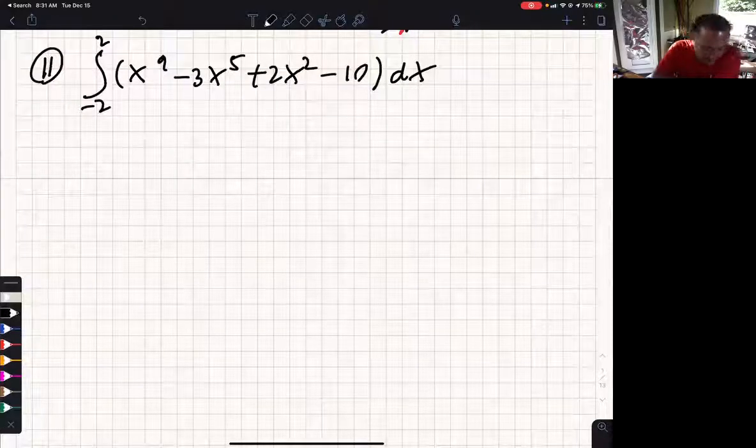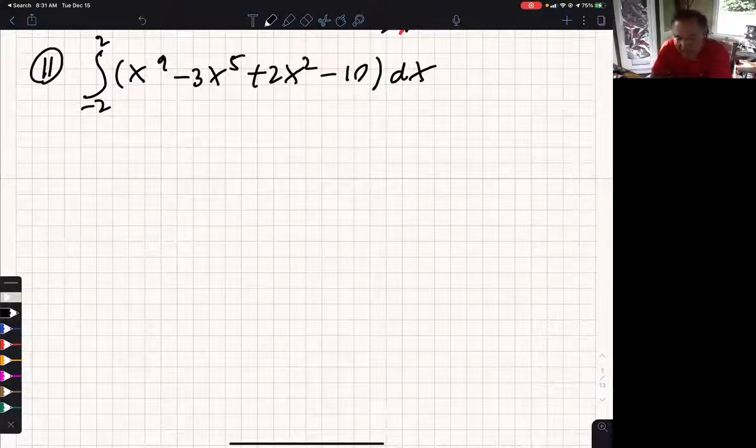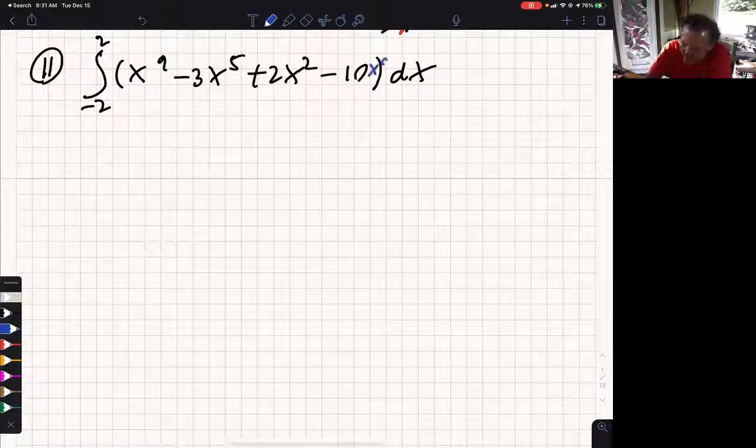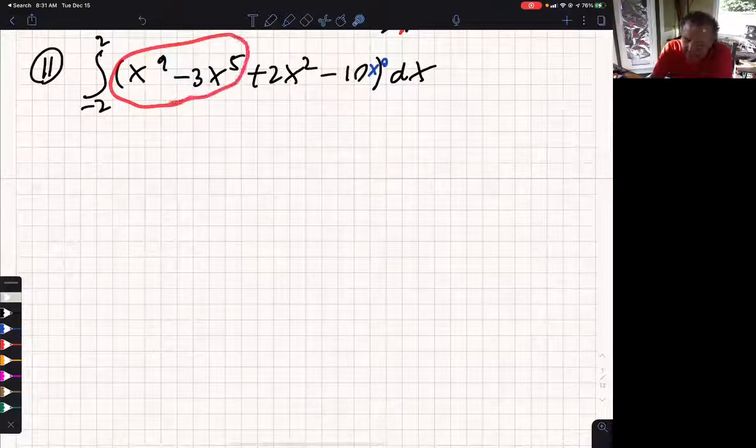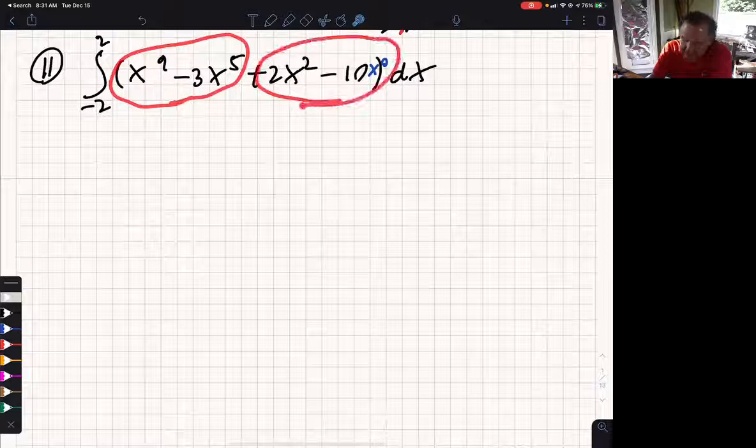This is 5.5, number 11, and we are going to use symmetry to make our life mucho better. Even though you don't see it, this has an x to the 0 power, which makes it an even term. So these are odd, and these are even functions.